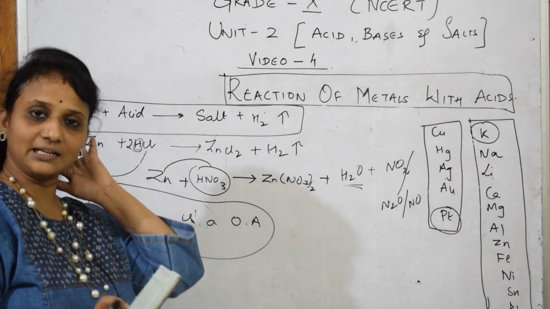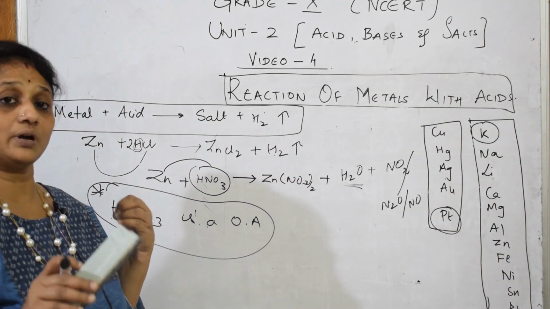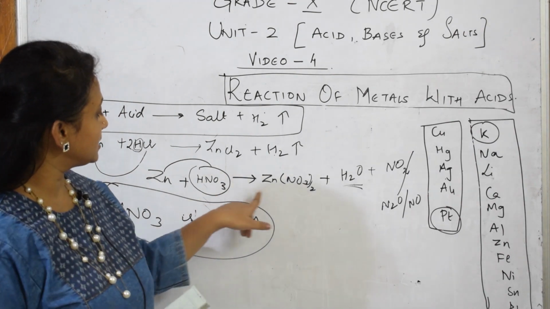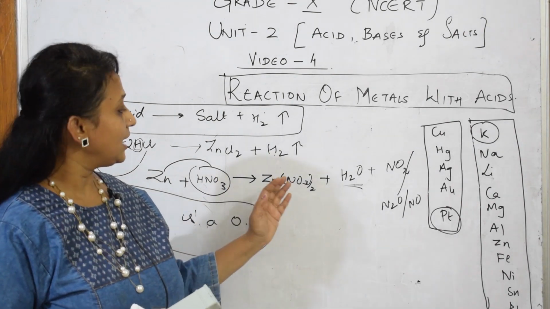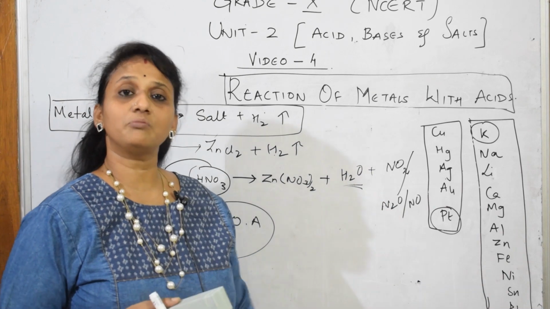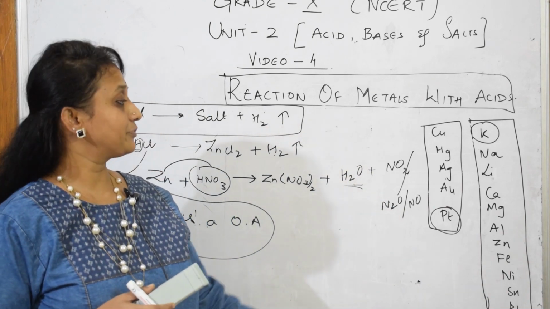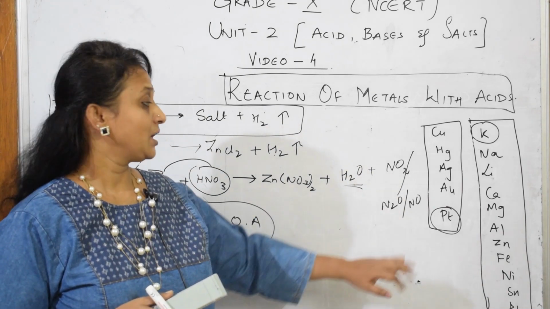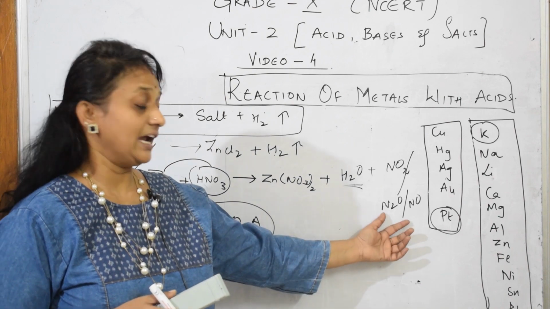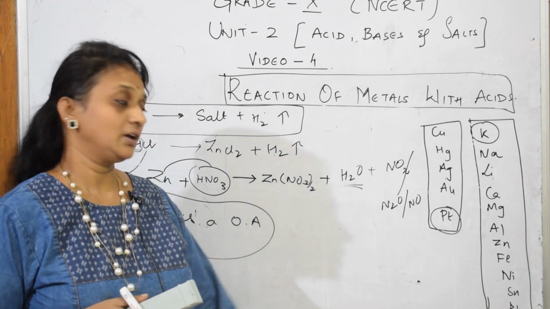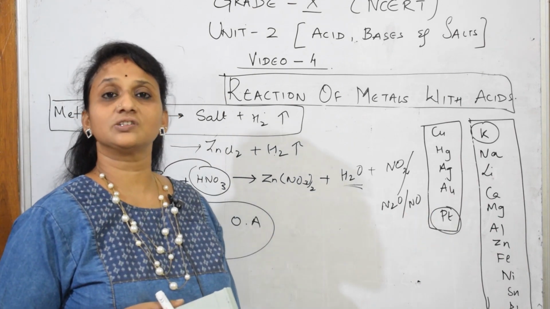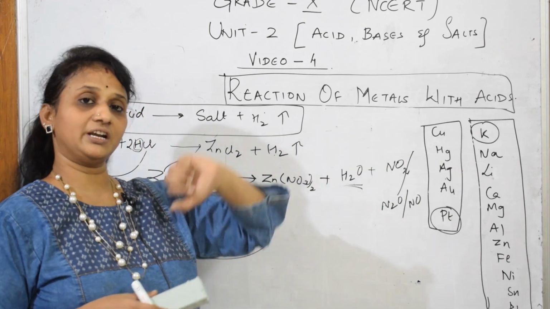Along with that, it has not kept quiet. What happened? Further, this HNO3 has evolved in the form of oxides of nitrogen, different varieties: nitrogen dioxide, nitrous oxide, N2O, and nitric oxide. So in that way, it's going to form 3 different products.